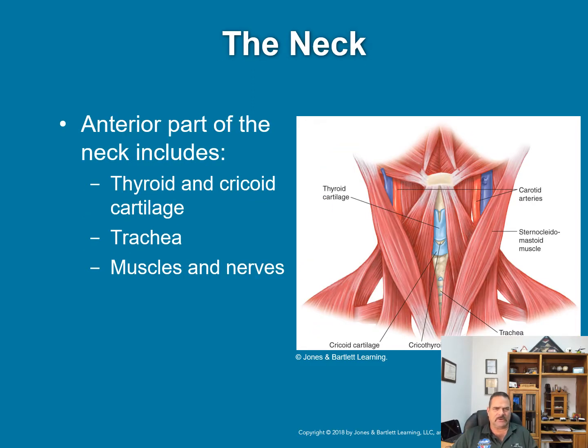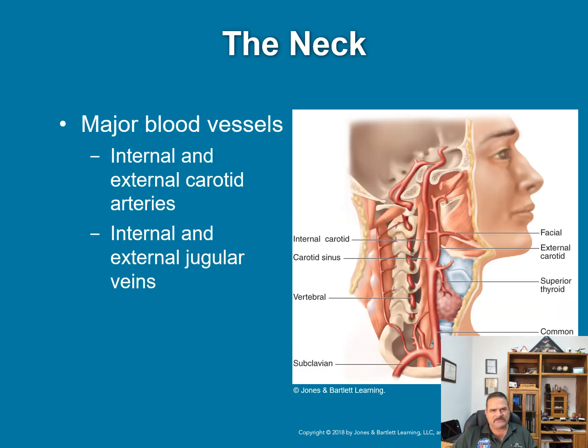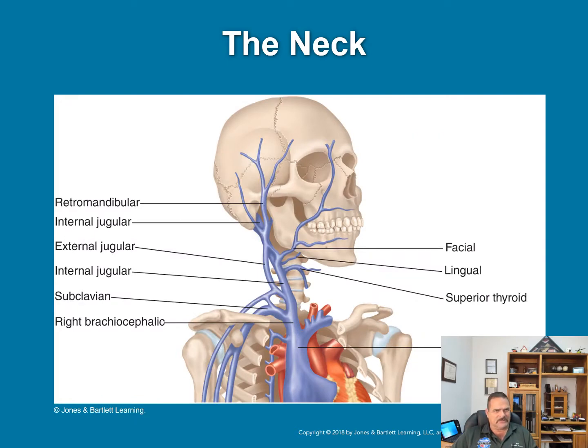The neck, anterior portion, includes the thyroid and cricoid cartilage, trachea, and also the muscles and nerves. Major blood vessels, internal and external carotid arteries, and the internal and external jugular veins. Here's a buildup of the neck, gives you the full structure, also shows you how the blood returns and the different names of those vessels. The retromandibular vein, the internal jugular vein, external jugular vein, subclavian, and the right brachiocephalic. So you need to know these. It's good anatomical terms. Good, nice review.